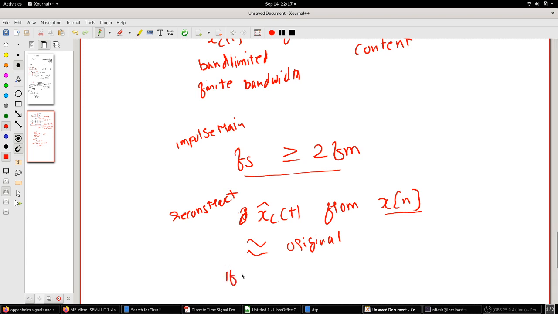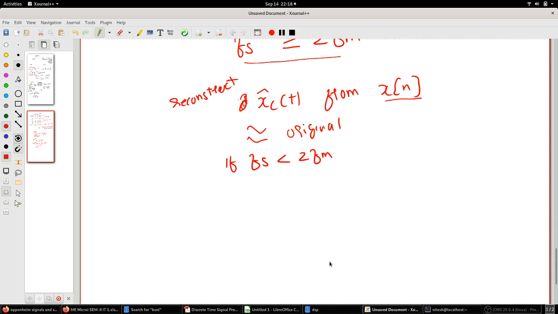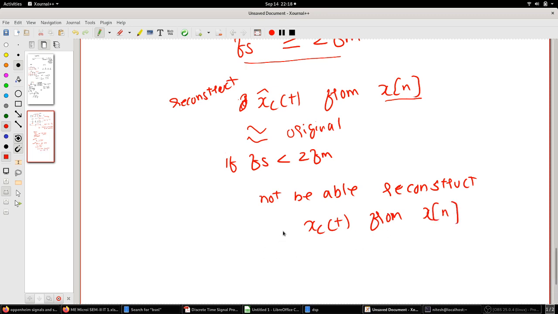If fs is less than 2 fm, then we will not be able to reconstruct xc of t from x of n, and this particular phenomenon is called aliasing. We will get aliasing if the Nyquist criteria is not followed.